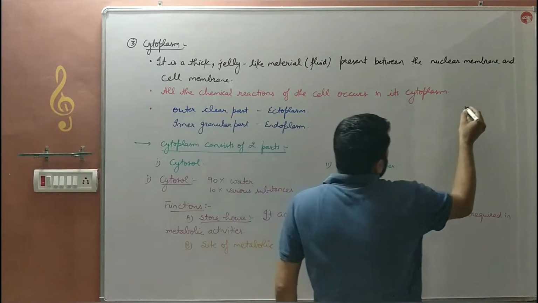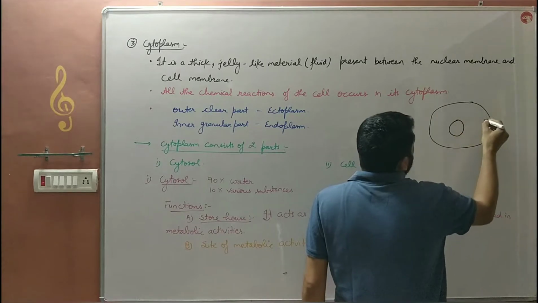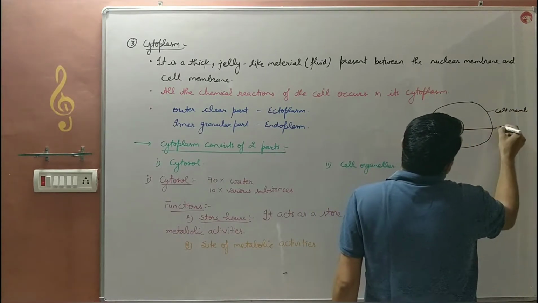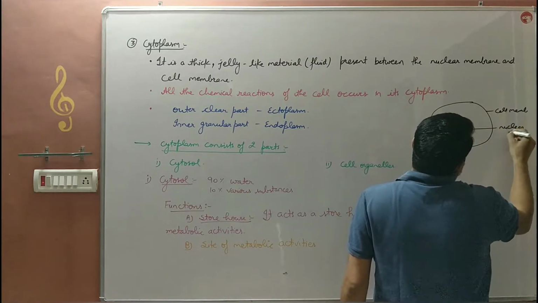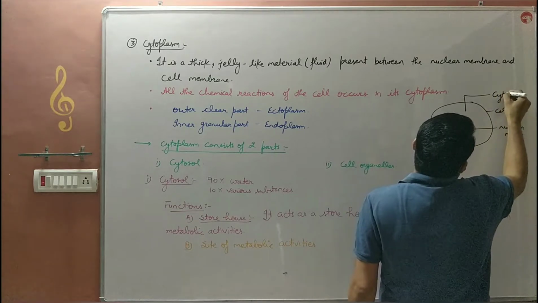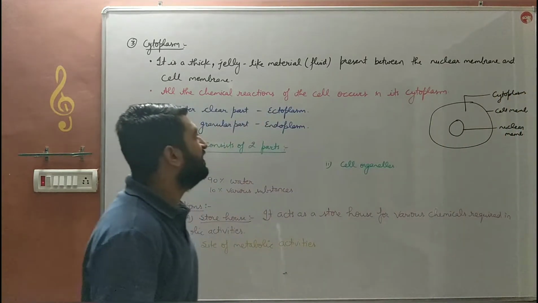As we have discussed in the diagram, let us suppose this is a cell, and this is the nucleus present at the center. Between this cell membrane and this nuclear membrane, there is a fluid present that is known as cytoplasm. It is the ground substance of a cell.